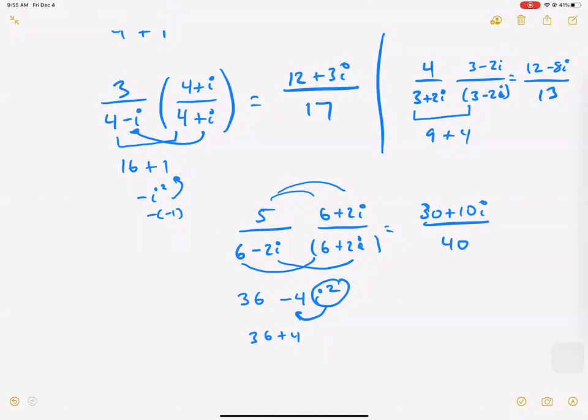This would have been 3 plus i over 4. Just to talk about reducing, I can divide everyone by 10. And then that i squared becomes a negative, so it makes the negative 4 into a positive 4.